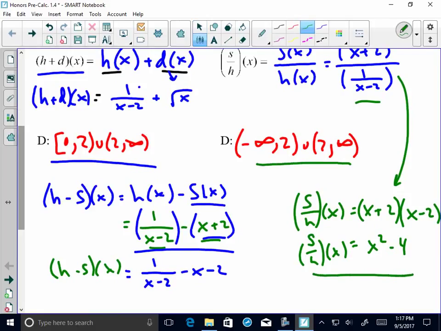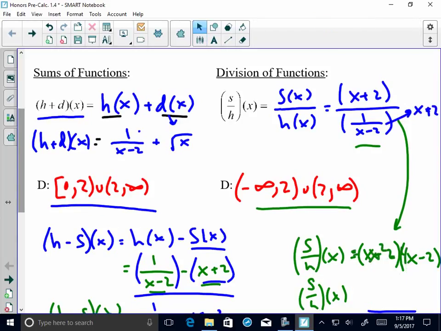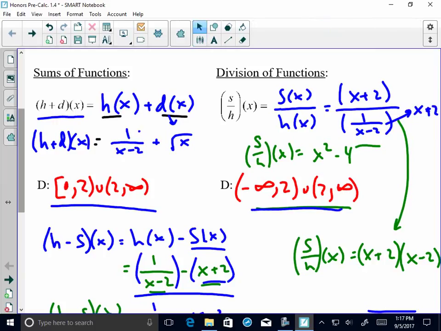Now notice that the domain restriction that x cannot equal 2 would not be a domain restriction for this equation right here. But remember that our function is actually defined as the division of s of x by h of x, and there we do have the domain restriction that x cannot equal 2. So really what we're saying is that our function is going to be x squared minus 4 on the given domain. And if we typed our original function into the calculator, we would actually get a graph that looked like this.